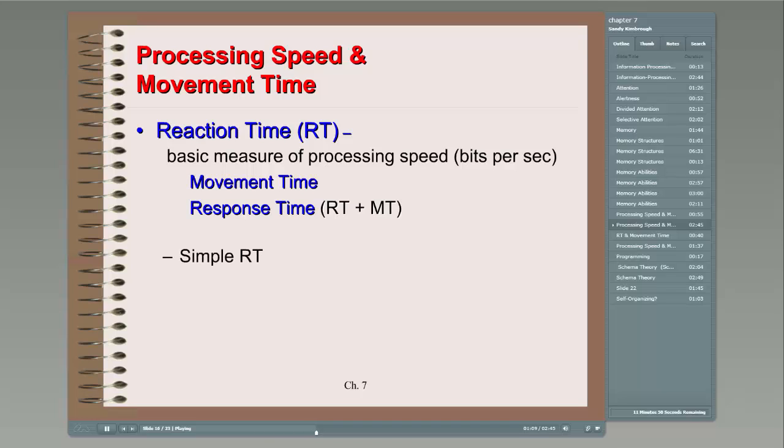In a situation like that, running a 100-meter sprint, there's only one choice. There's only one stimulus that's presented and one action that you're supposed to do. There's no choice. So that's called simple reaction time. It's obviously going to be faster than if you have a choice. If there's more than one stimulus that might be presented, depending on which stimulus is presented, you're going to have to choose a different response. That's called choice reaction time.